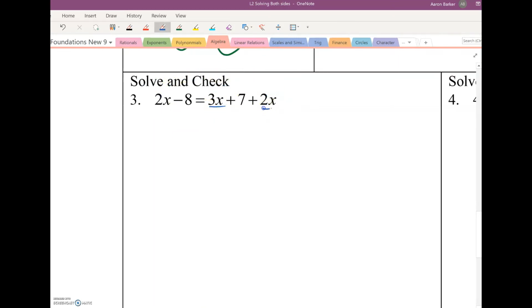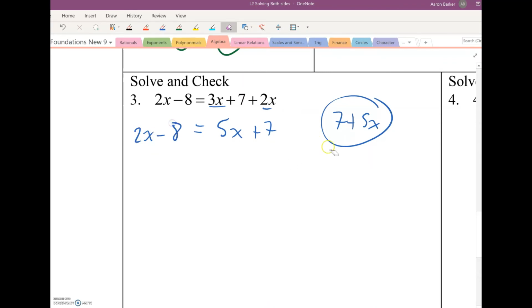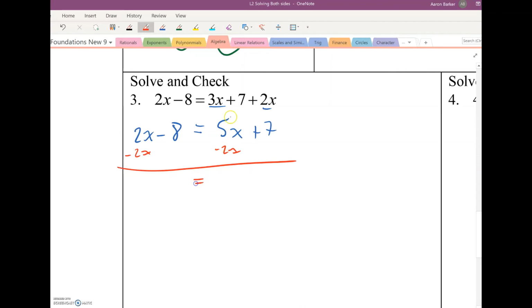So here we have 3x and 2x, and so that becomes 5x plus 7. Now you're welcome to write 7 plus 5x. It's exactly the same. It doesn't matter. Okay, your choice. I just like to keep it this way because I'm more used to seeing it that way. The left side doesn't change because there's no terms to collect. So then I'm going to go and I can move the 2x. So I will minus 2x. And there's my equal sign. I get 3x plus 7. What do I get on the left side? Yeah, this doesn't change. It stays as a negative 8.